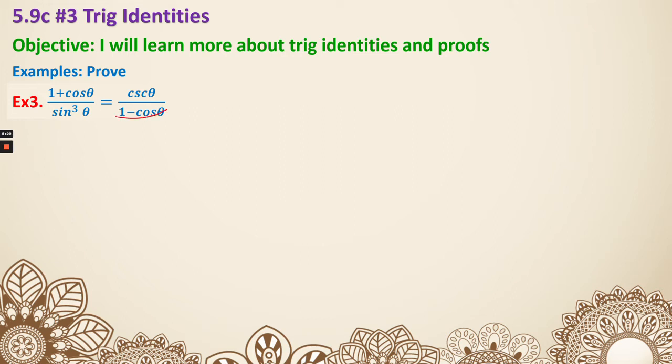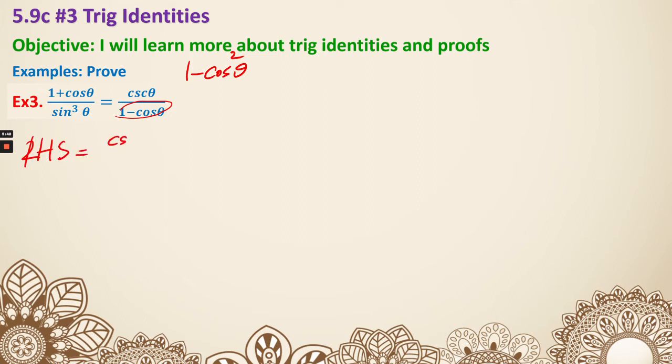With this 1 minus cosine on the bottom, clearly we cannot just work with 1 minus cosine. If we want to use the identities, we're going to have to do 1 minus cosine squared. And that's where we would know we are going to need another piece to actually make this 1 minus cosine squared. So in this question, I'm actually going to start on the right-hand side.